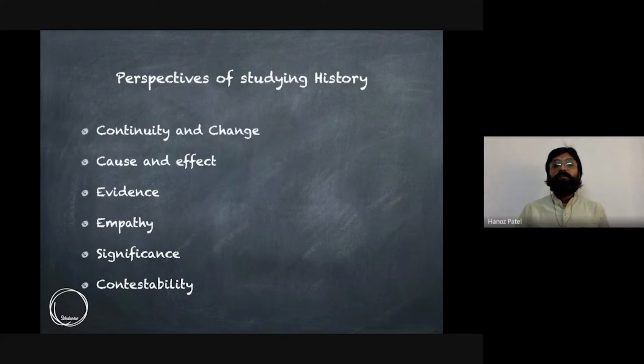So what are the different perspectives of studying history? History is not just a record where everything that happened in the past is written down and handed to you. It is studied and researched from different perspectives, of which continuity and change is one. What has remained constant and what keeps evolving or changing? That is the perspective continuity and change looks at.